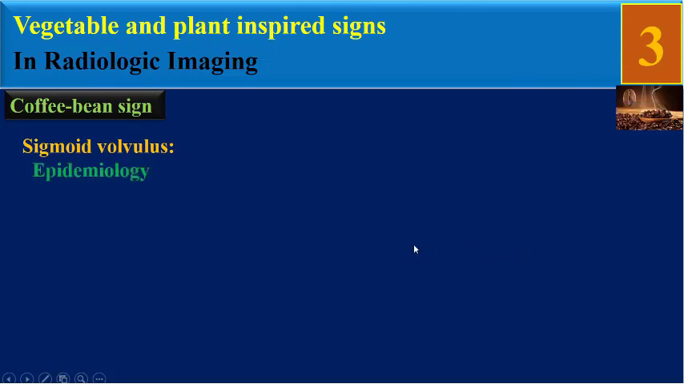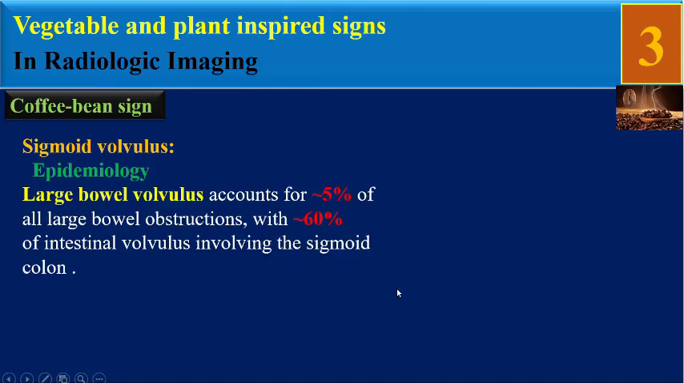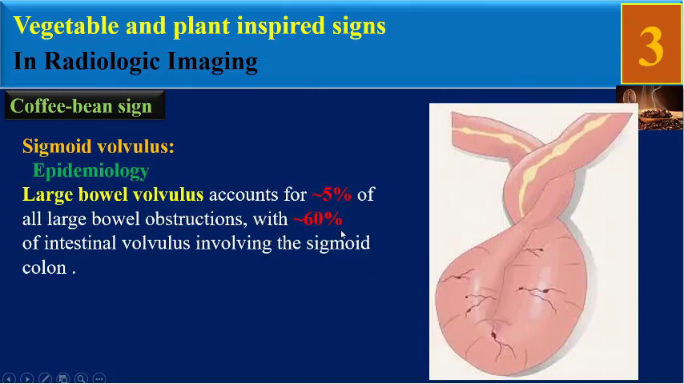What is the epidemiology? Large bowel volvulus accounts for about 5% of all large bowel obstruction, with about 60% of intestinal volvulus involving the sigmoid colon. It's more common in the elderly.